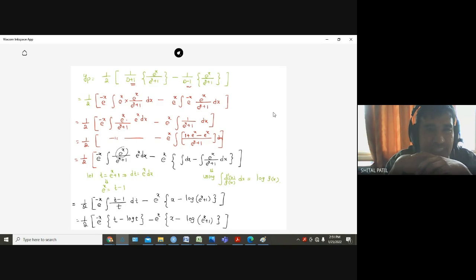If you have not understood any step, let me know. Step number 1, 2, 3, 4, 5, 6, 7. 7 steps I have written. 7 equations I have written. If you have not understood any of the equations, please let me know.